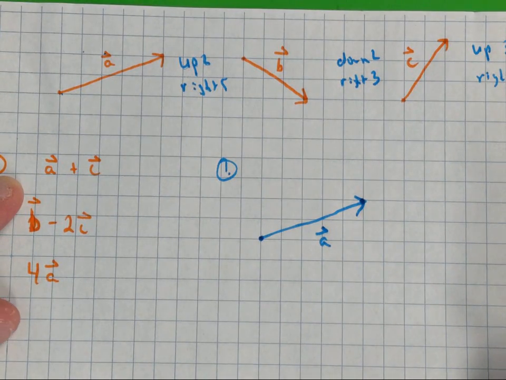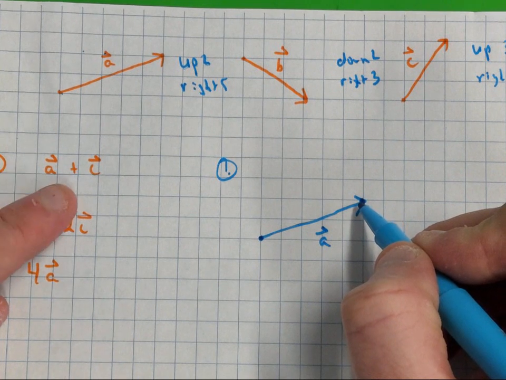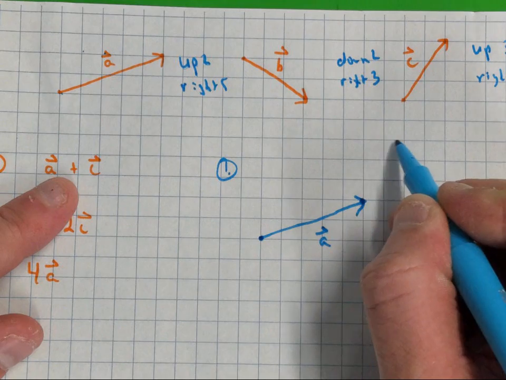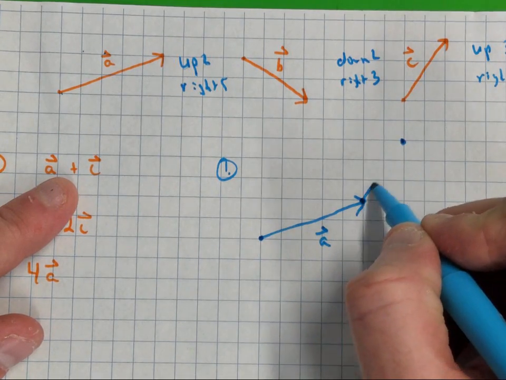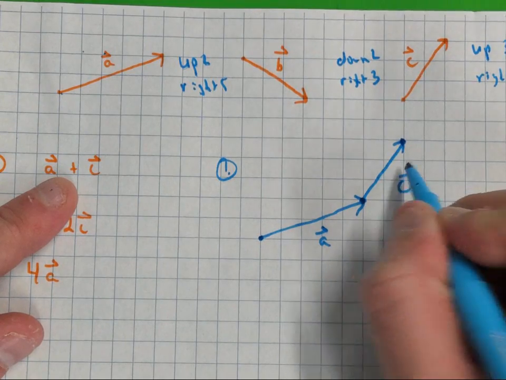Okay, I'm going to add vector C. I'm going to start at the head of the first one. Okay, I'm going to add plus C, so I'm going to go up 1, 2, 3, right 1, 2. Okay, this is vector C.